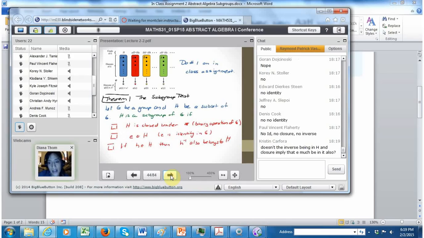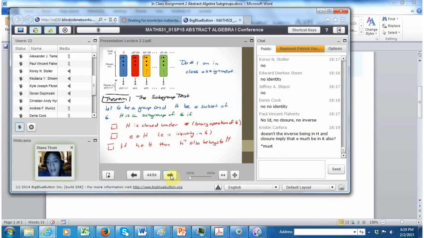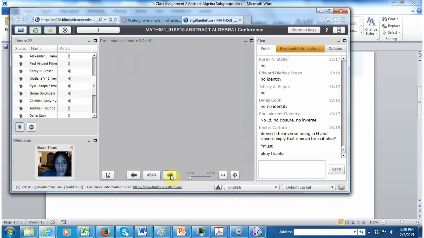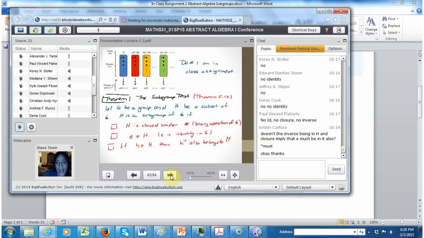And in Fraley's, correct, it does. Kristen, you're right. Once you have shown all that the inverse is in there, then E must be in there too. But you have to show closure first. Once you have closure and the inverse is in there, then you're done. And he doesn't call it the subgroup test. He calls it theorem 5.14.